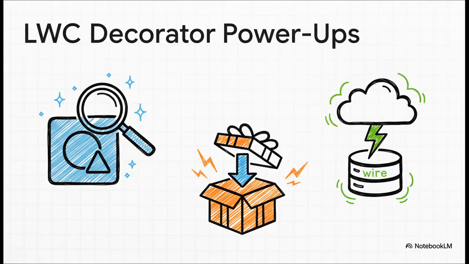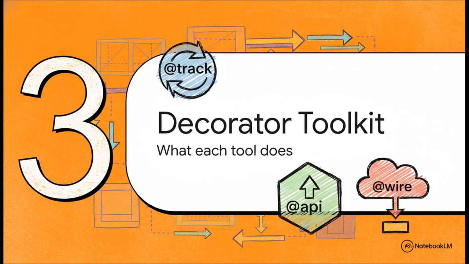And here they are. Think of these as your developer power-ups: @Track, @API, and @Wire. Each one gives you a very specific superpower over how your components manage data and talk to each other. So let's break them down. All right, time to open up the toolkit and see exactly what each tool is for, and more importantly, when you should reach for it.